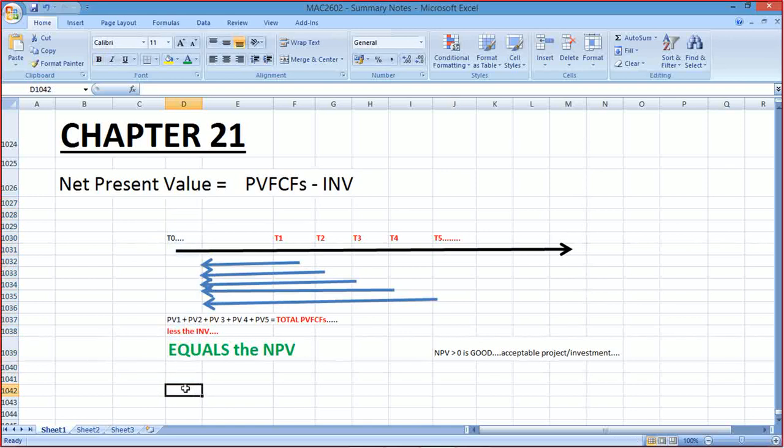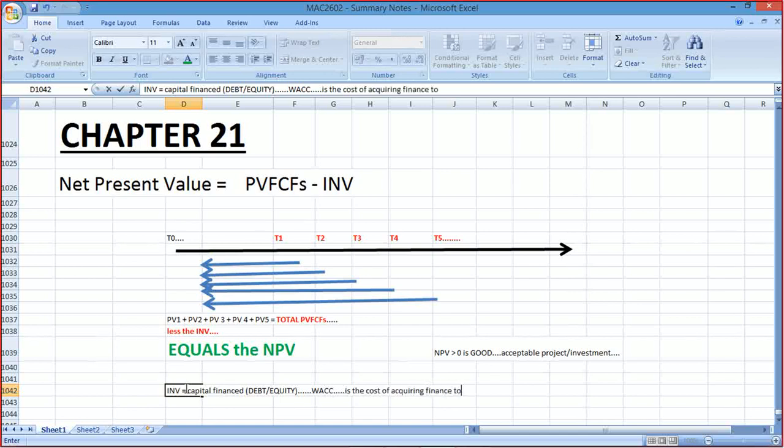Okay, because remember, we covered a chapter where initial investment is looking at capital that's financed, brackets debt / equity. Okay, and we could work out the WACC. Right, so WACC is the cost of acquiring finance to accept projects.